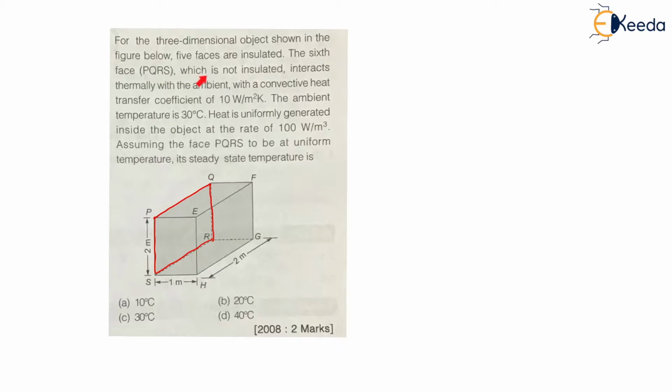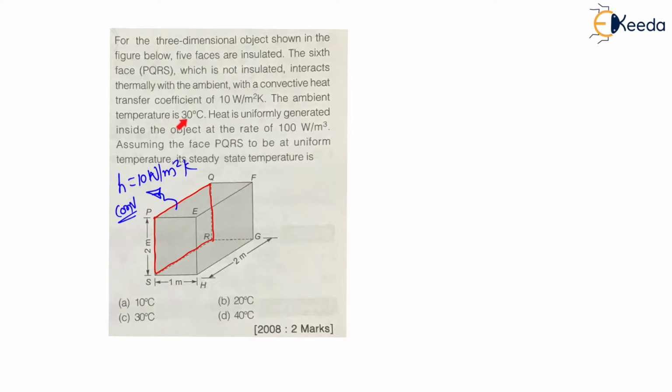Now the PQRS, which is not insulated, interacts thermally with an ambient with a convective heat transfer coefficient of 10 watt per meter square Kelvin. Now this face is interacting with ambient, which has a convective heat transfer coefficient of 10 watt per meter square Kelvin, right? This means there will be heat loss by convection only. Therefore there will be convection heat transfer.